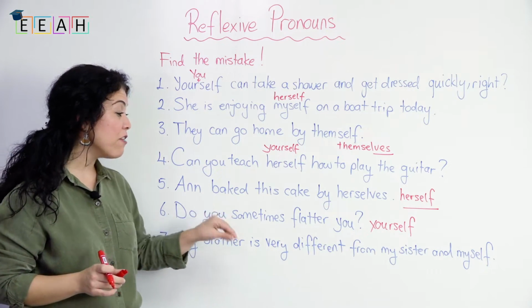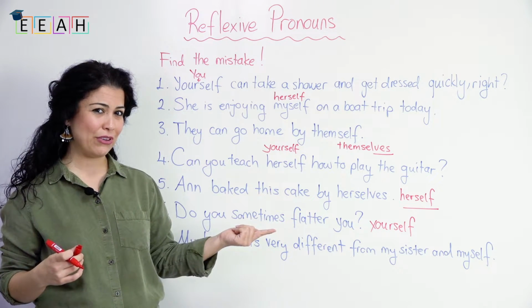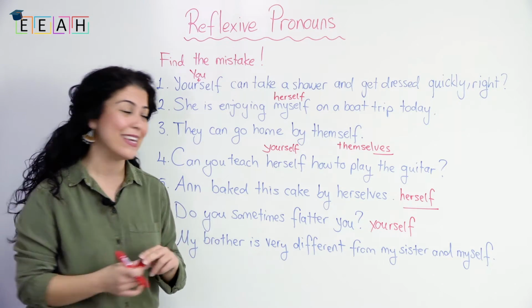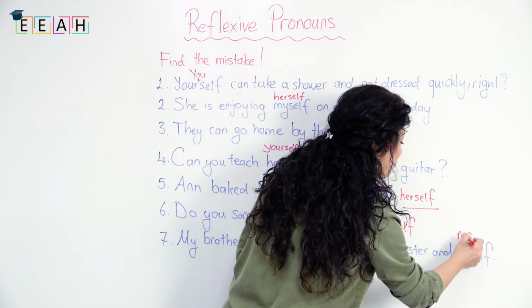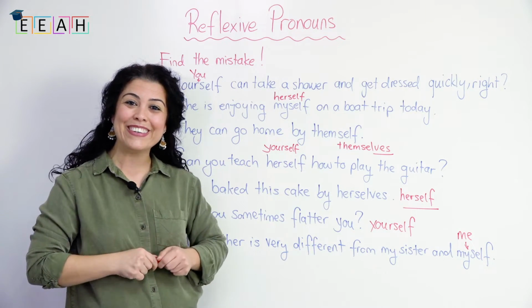My brother is very different from my sister and myself. No, my brother is very different from my sister and me. We need an object pronoun here, everybody. Okay? I hope this was helpful.